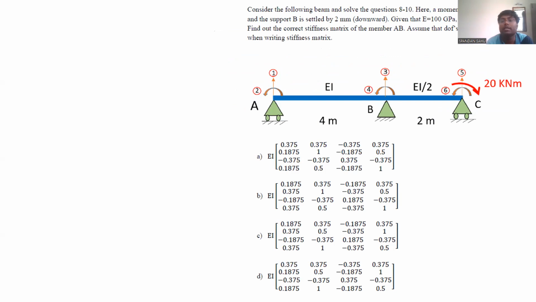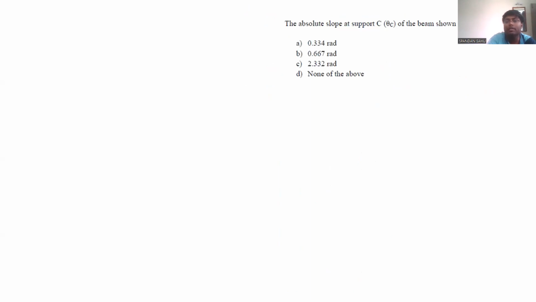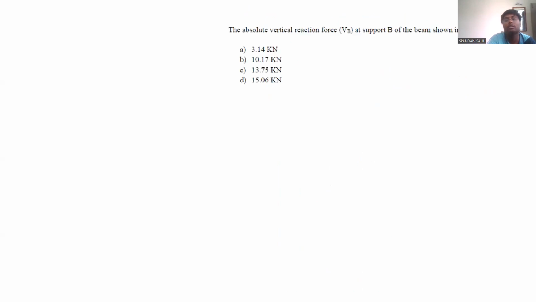Read the question. Consider the following beam and solve questions 8 to 10. 8 to 10 means this is question number 8, this is question number 9 and this is question number 10. It means this is a linked or passage type question.